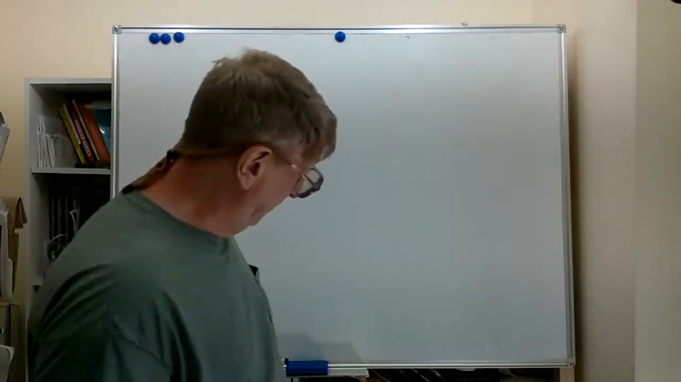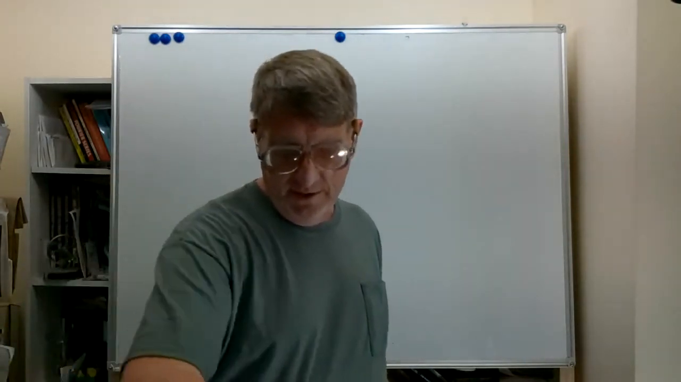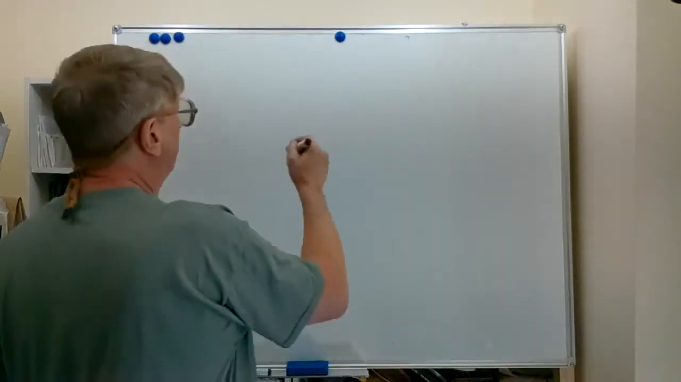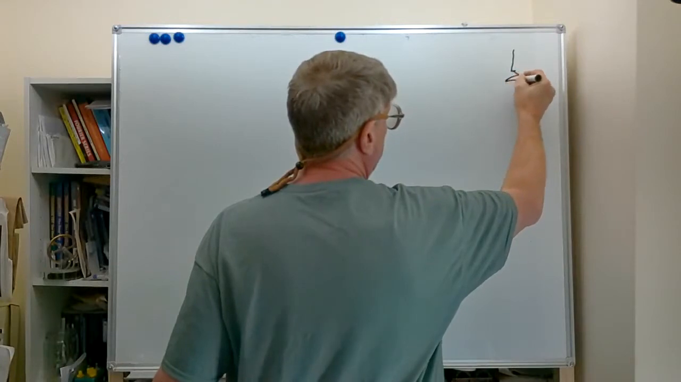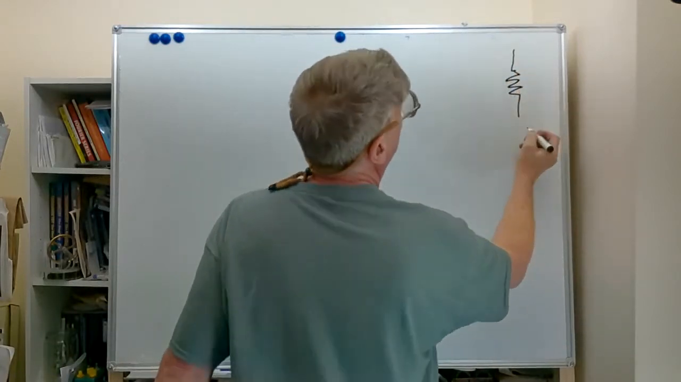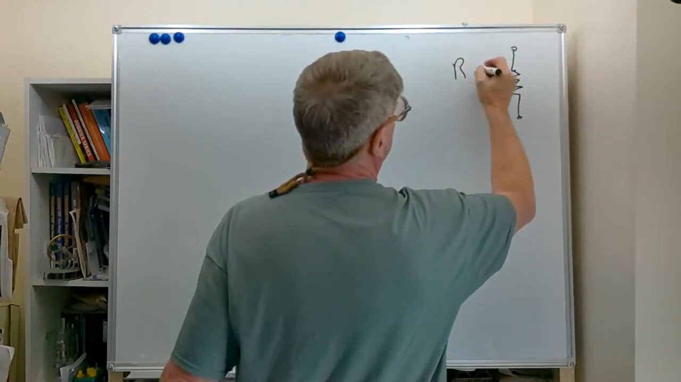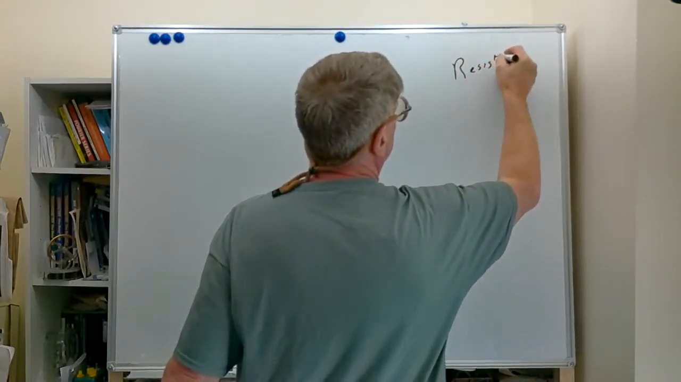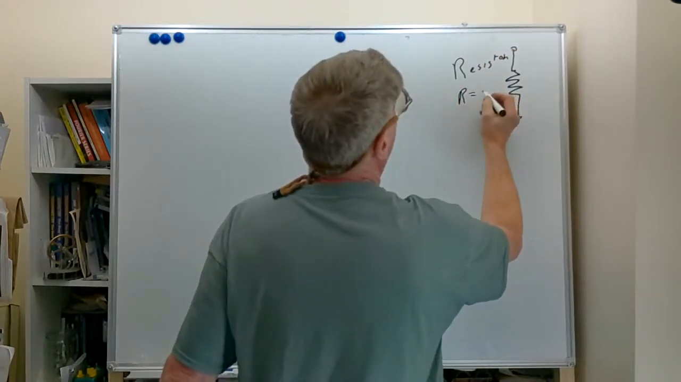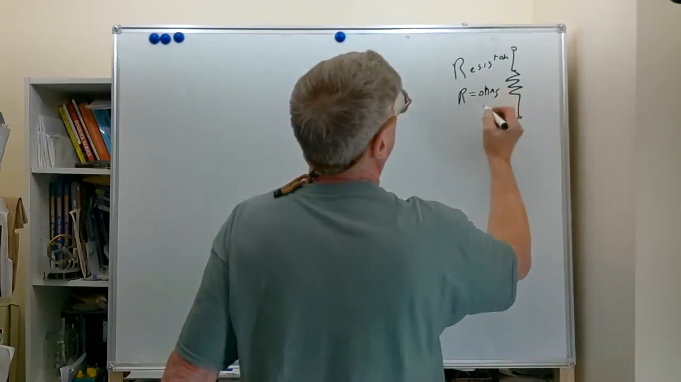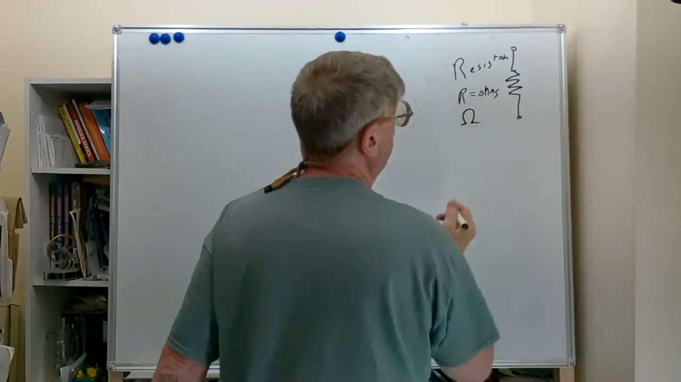Talk a little bit about resistance. First, we're just going to show the schematic symbol for a resistor. I'm just going to draw that over here. The schematic symbol for a resistor is basically just a zigzag line. It's a resistor. And R, the resistance, is measured in ohms, which we usually represent with the Greek letter omega.